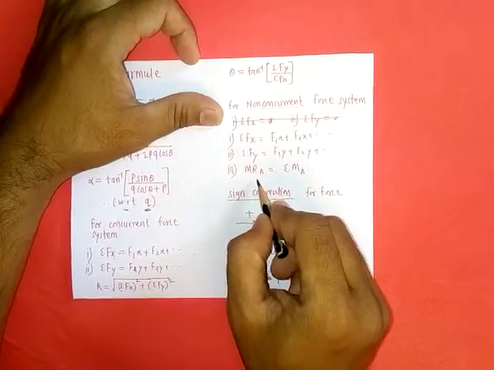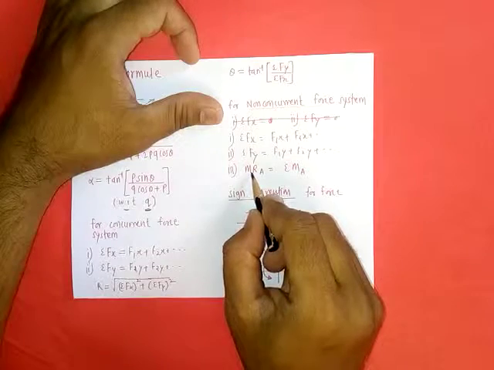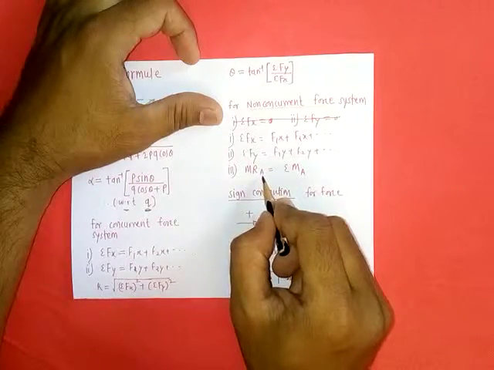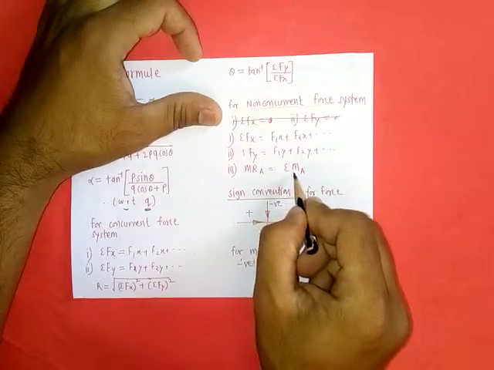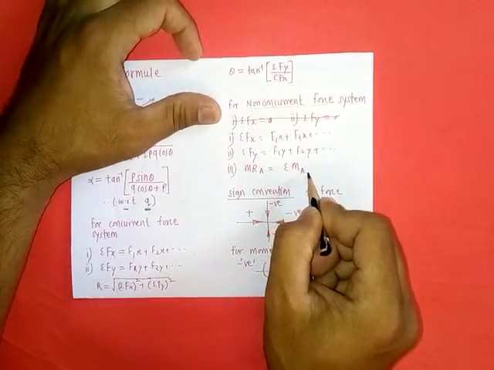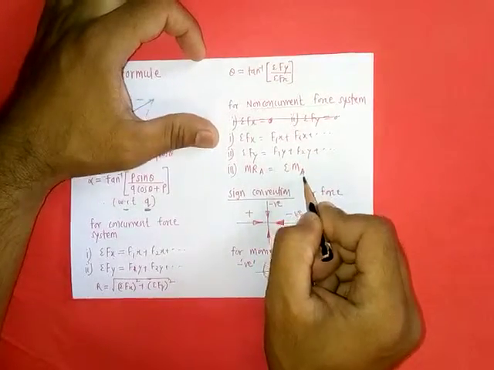Then next, for the non-concurrent force system we have summation Fx and summation Fy similar to concurrent, but here adding a moment term, that is, the moment of the resultant force about any point A is equal to the summation of moments of all the forces about point A.